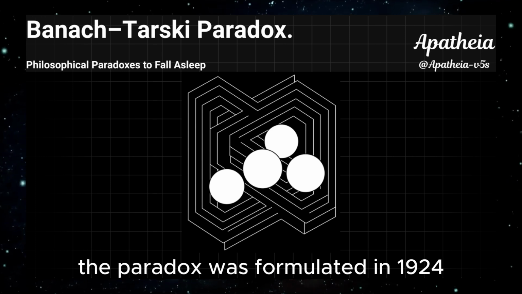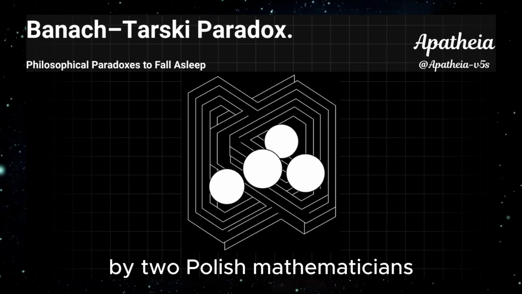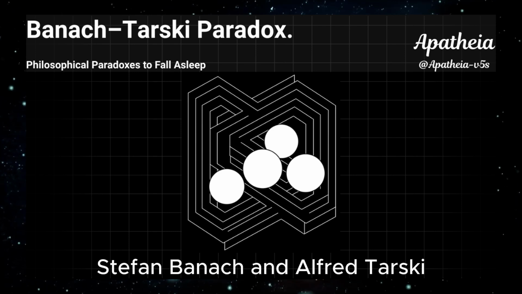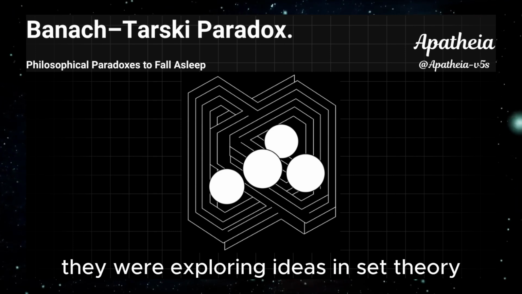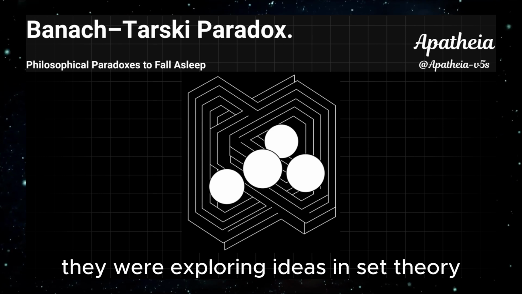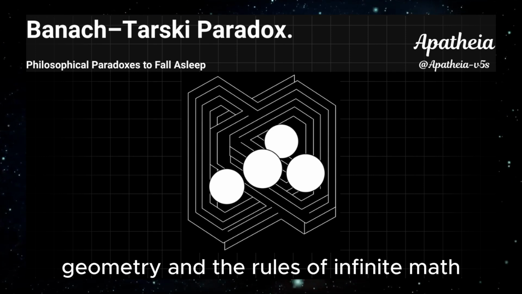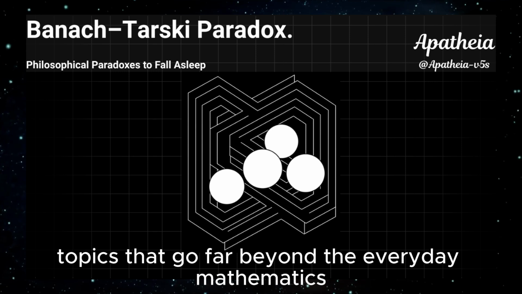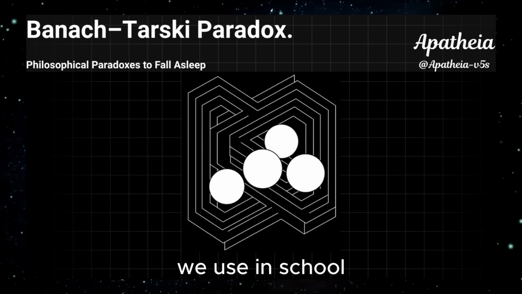The paradox was formulated in 1924 by two Polish mathematicians, Stefan Banach and Alfred Tarski. They were exploring ideas in set theory, geometry, and the rules of infinite math, topics that go far beyond the everyday mathematics we use in school.